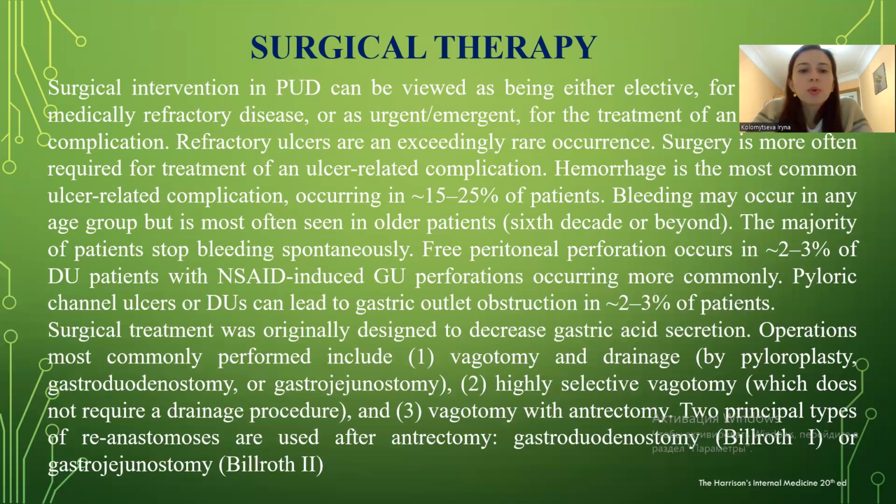Operations most commonly performed include vagotomy and drainage, highly selective vagotomy, and vagotomy with antrectomy. Two principal types of reanastomosis are used after antrectomy: gastroduodenostomy, Billroth 1, and gastrojejunostomy, Billroth 2.